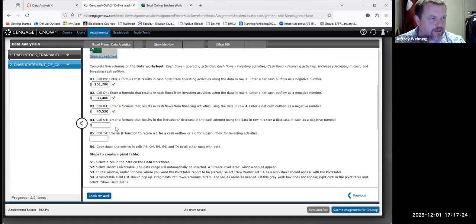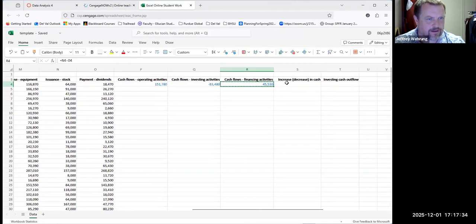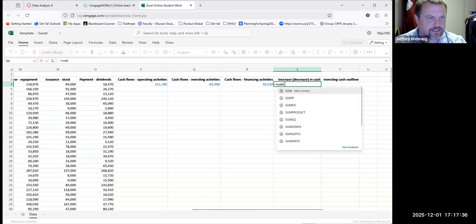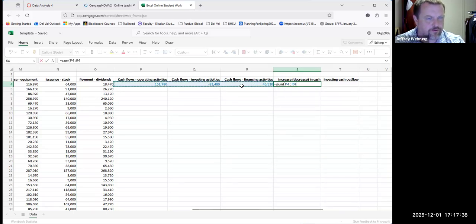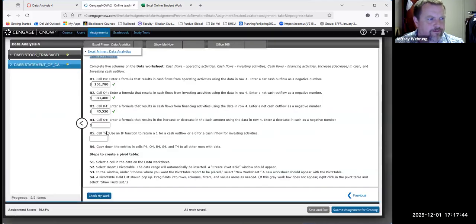There you go. S4, and their formula results in an increase or decrease in the cash amount. Okay. Our total cash amount. So this is just an easy sum, right? So we're just going to sum up those three. There we go. 113. That's for mine. Yours is going to be different numbers, obviously. Okay.